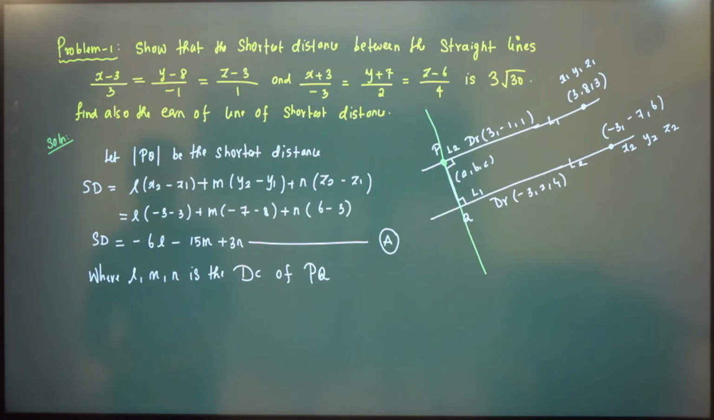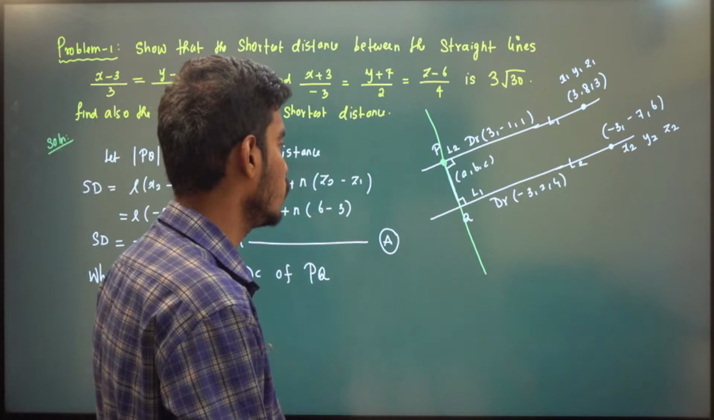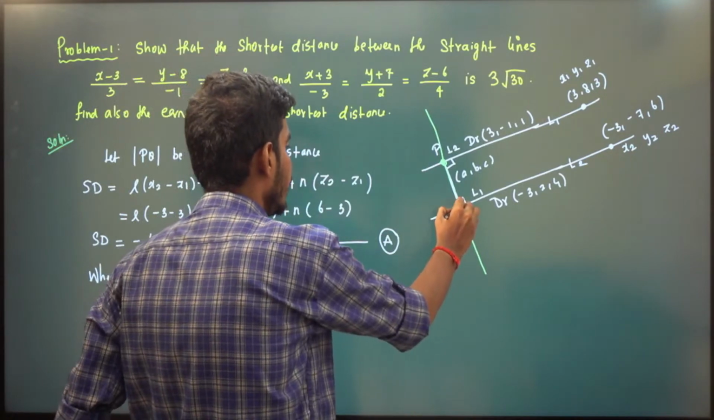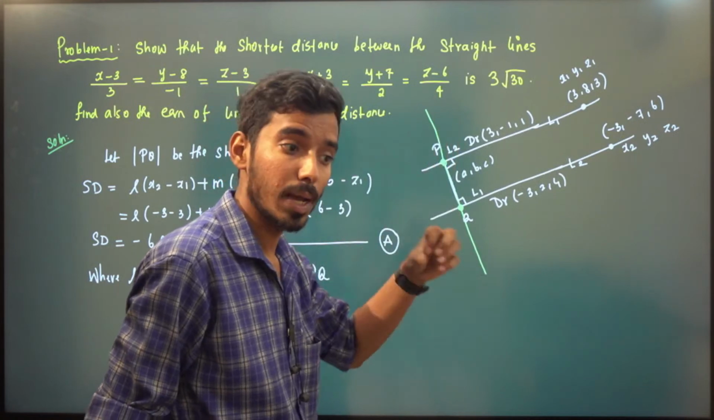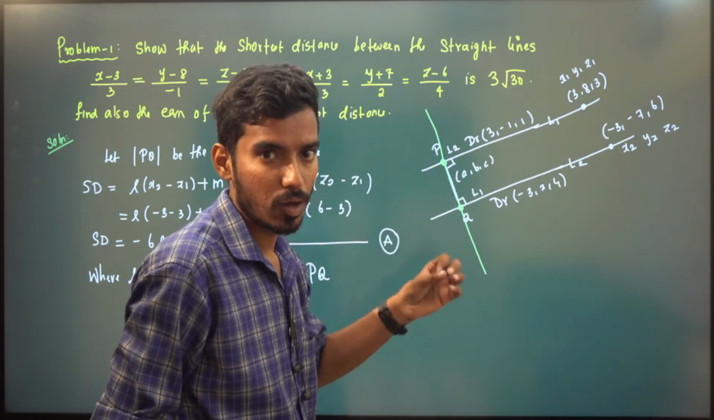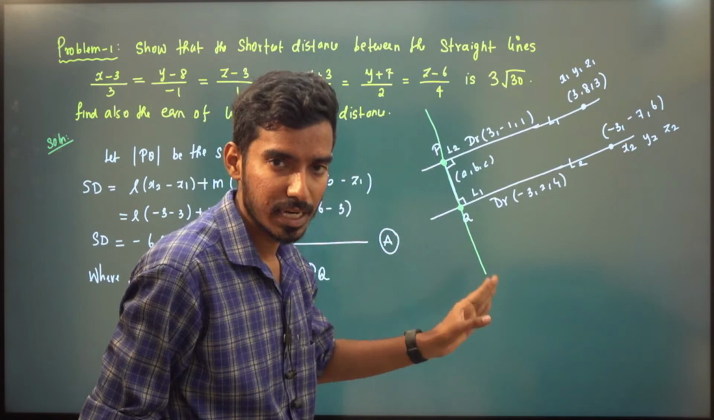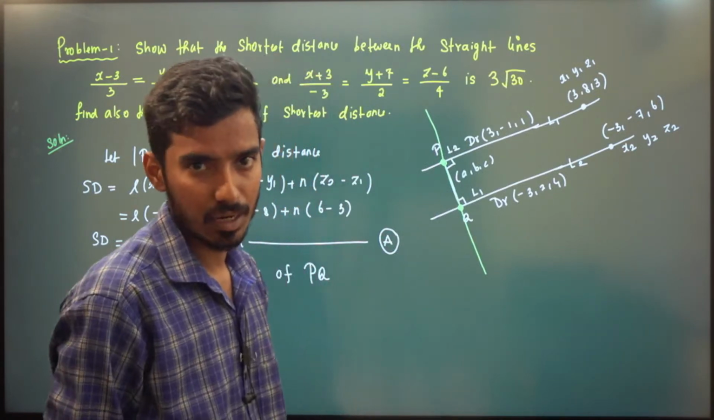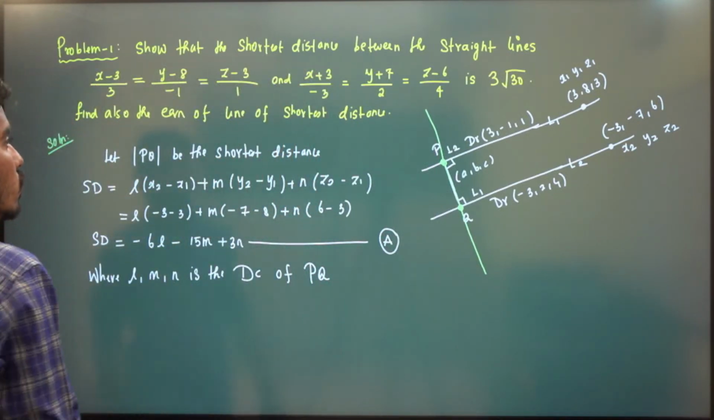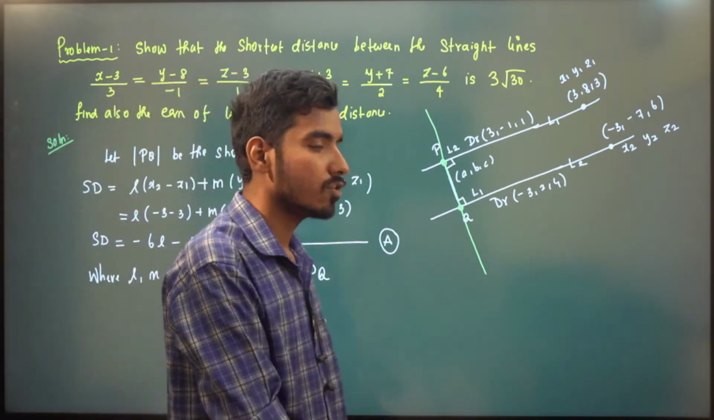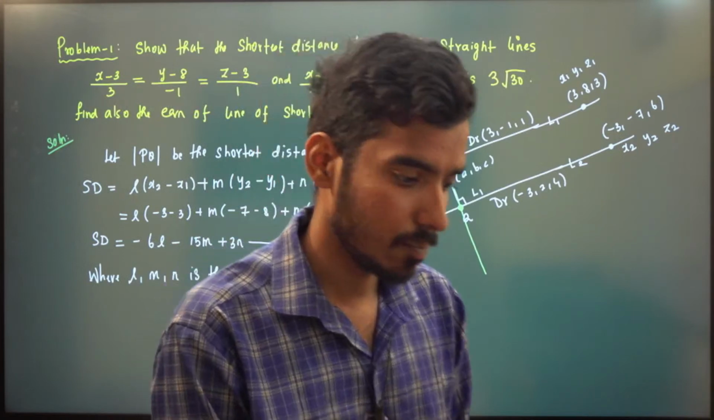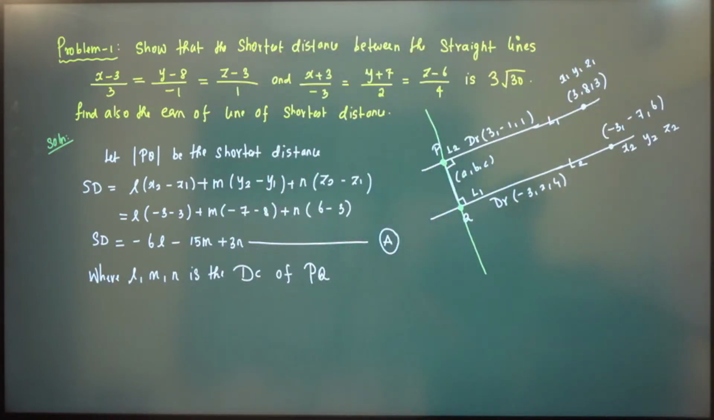I'm trying to find the equation of line PQ in symmetric form. What we're going to do is find the equation of line PQ. I'm going to tell you both methods, in general form as well as in symmetrical form. So first I'll tell you how to find it in general form.